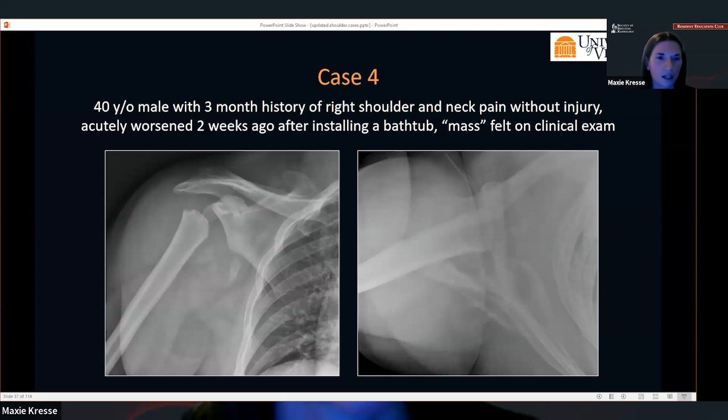This is a 40-year-old male with a 3-month history of right shoulder and neck pain, no injury, worse 2 weeks ago after installing a bathtub. On clinical exam, the patient was noted to have a mass. Anyone have any thoughts on this one?